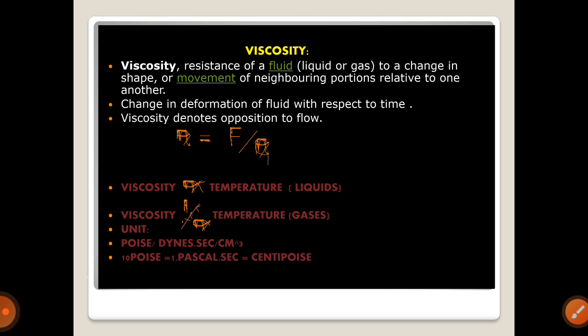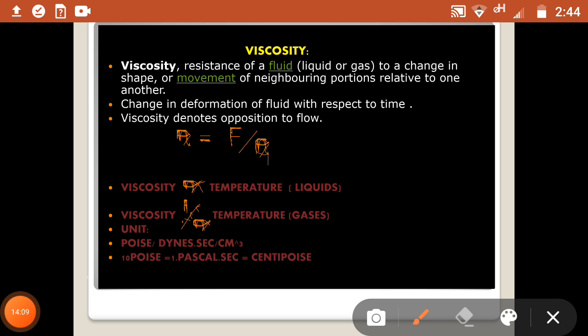So viscosity denotes opposition to flow: how much resistance there is in the pathway of the fluid or semi-solid dosage form to flow, the hindrance created. Viscosity denotes opposition. We denote it with this symbol, nu.